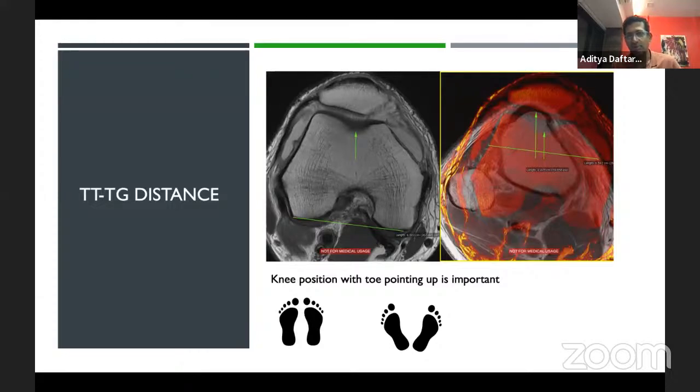And therefore, I always warn orthopedic surgeons when I tell them about the TT-TG distance, that these are the measurements I'm giving you, but you will need some further evaluation for that.